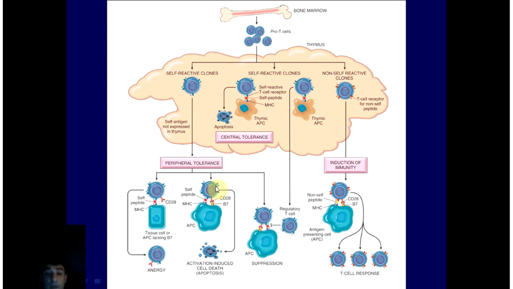Another variant: if there is co-stimulation and the T cell responds to the self-antigen which is being presented by an antigen presenting cell at the periphery, the result is so-called activation-induced cell death, apoptosis. So it is like being punished for showing a self-antigen reacting T receptor.